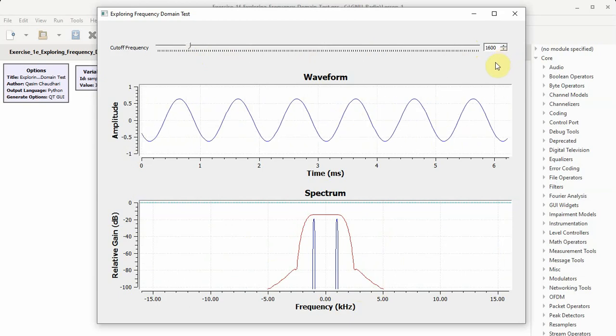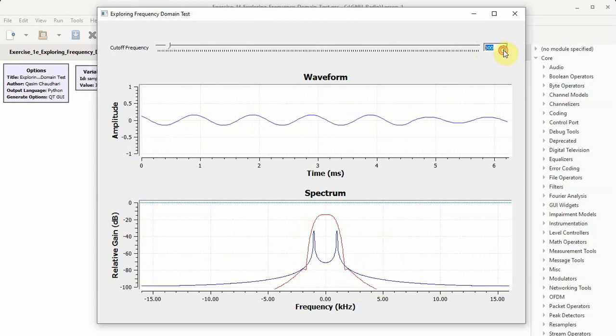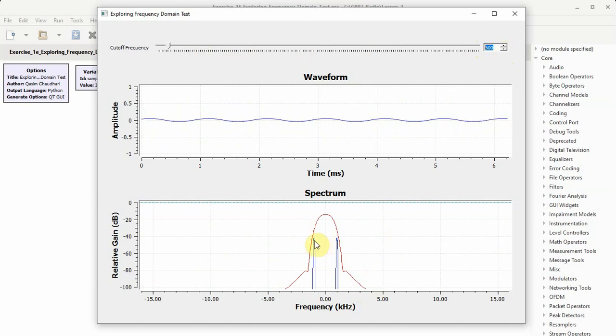As an add-on, we can see the functionality of a low-pass filter. If I reduce the cutoff frequency further, it cuts off the spectral components which were plus minus 1 kilohertz, and we are almost getting to no signal.